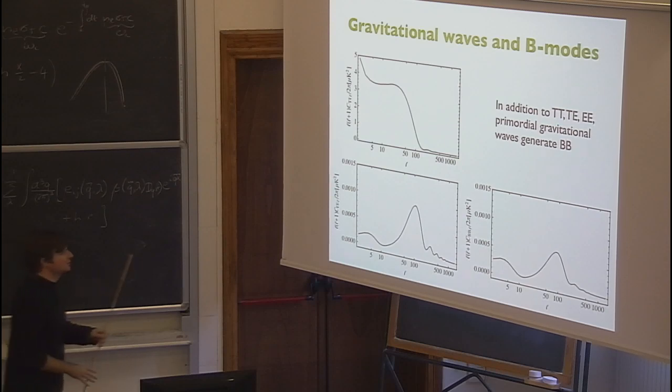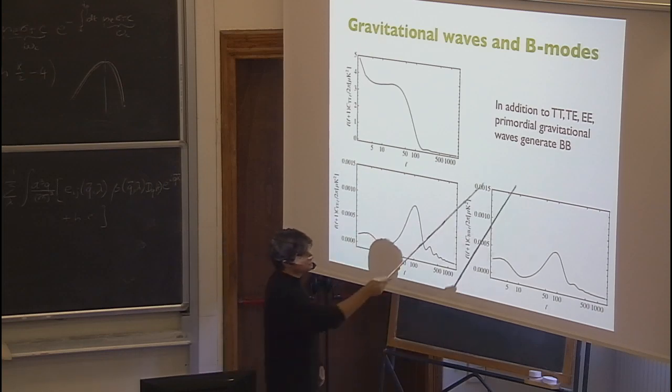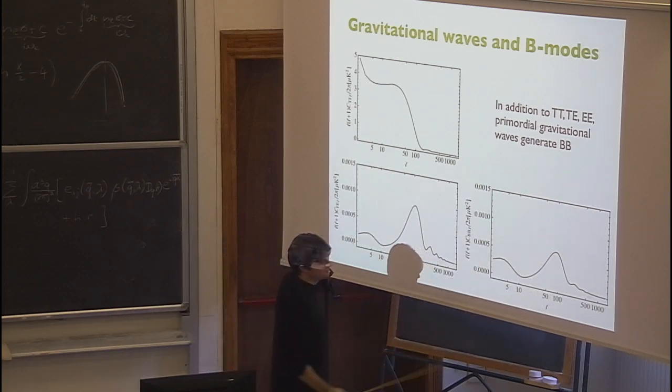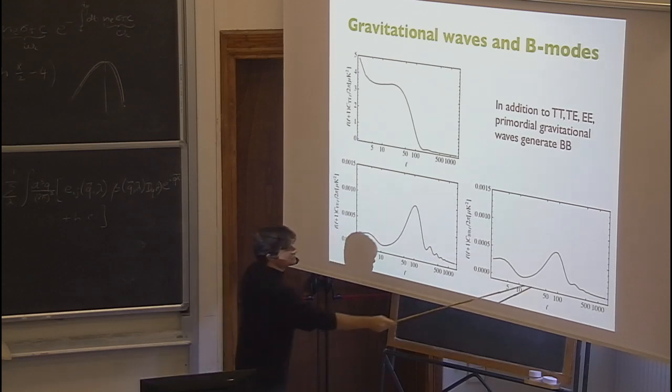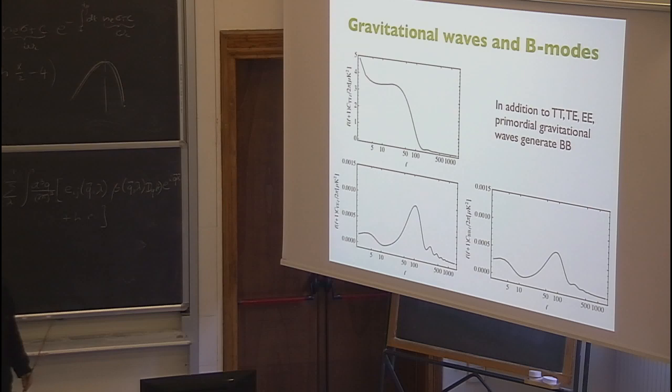It's not entirely true in the sense that if you had vector perturbations from cosmic strings or something like this, they also generate B modes. Typically, they peak on much smaller scales. So there are some features here that are pretty characteristic of the primordial gravitational waves. But so that's the basic idea.